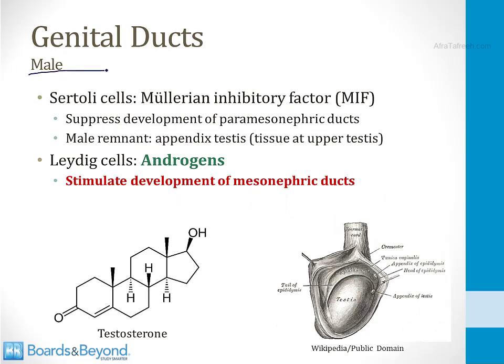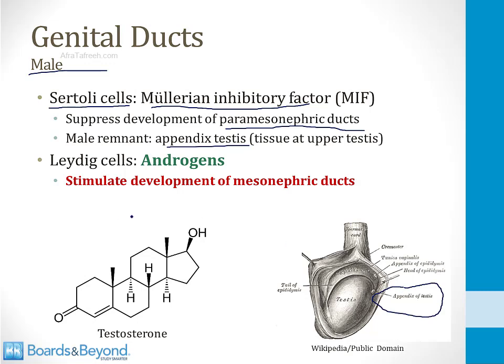Obviously, in the male, you want the Mullerian ducts to go away because those lead to development of female structures. The way this happens is the Sertoli cells release a substance called Mullerian inhibitory factor. It suppresses development of the paramesonephric or Mullerian ducts, and they will eventually go away, but for a small remnant in the male called the appendix testis. This is a little bit of tissue at the upper testis. It's shown here in this drawing at the bottom right side of the screen.